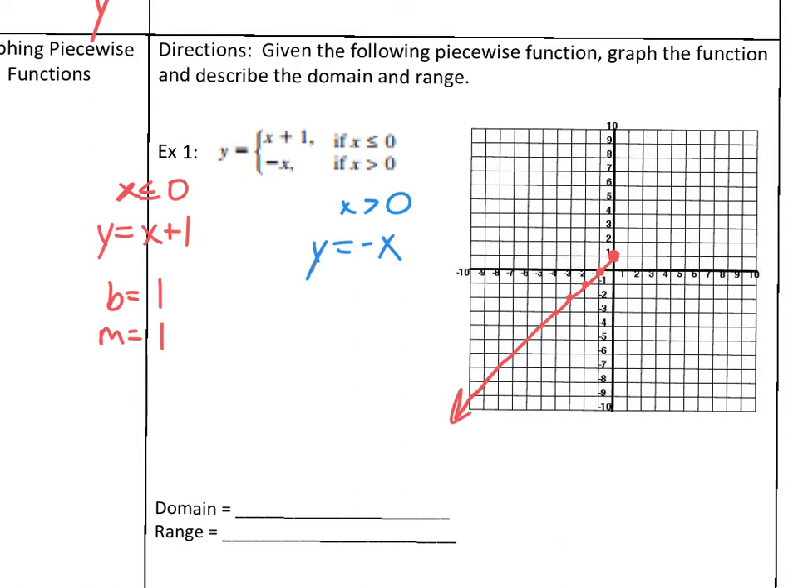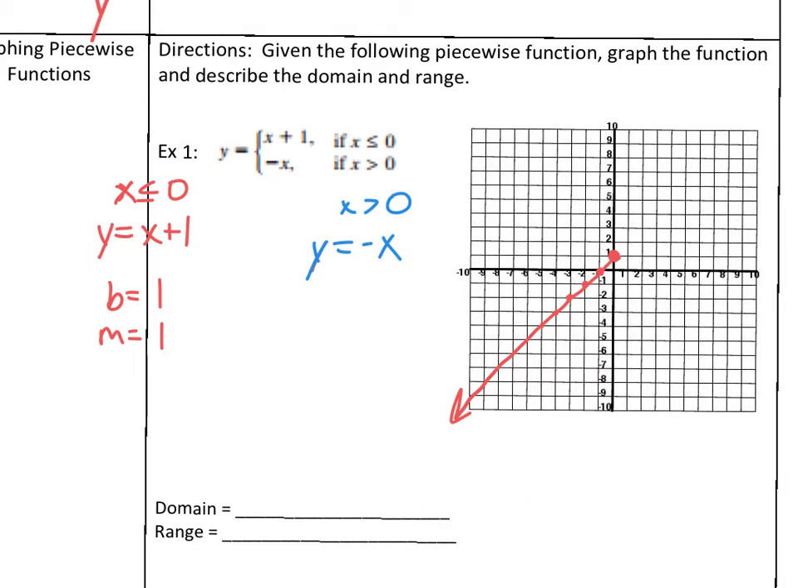So the way I drew this, I started with a closed dot. Is that okay? Can I leave that? Yeah, because this is x is less than or equal to 0. I didn't mean to erase that. There we go. So this should be a closed dot.